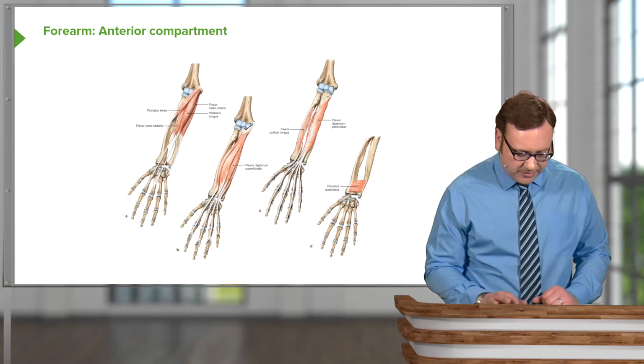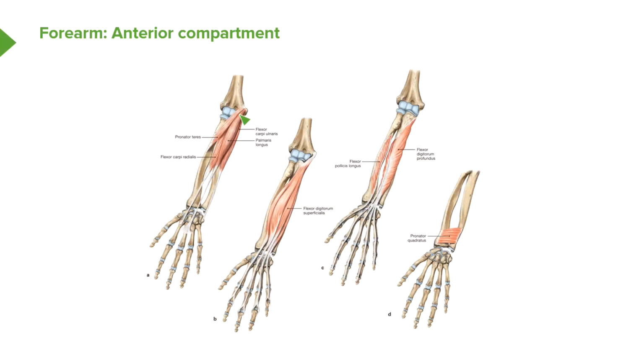So if we go back, we can see that pronator teres coming from the medial epicondyle and also coming from the ulna, its ulnar head is passing towards the shaft of the radius.